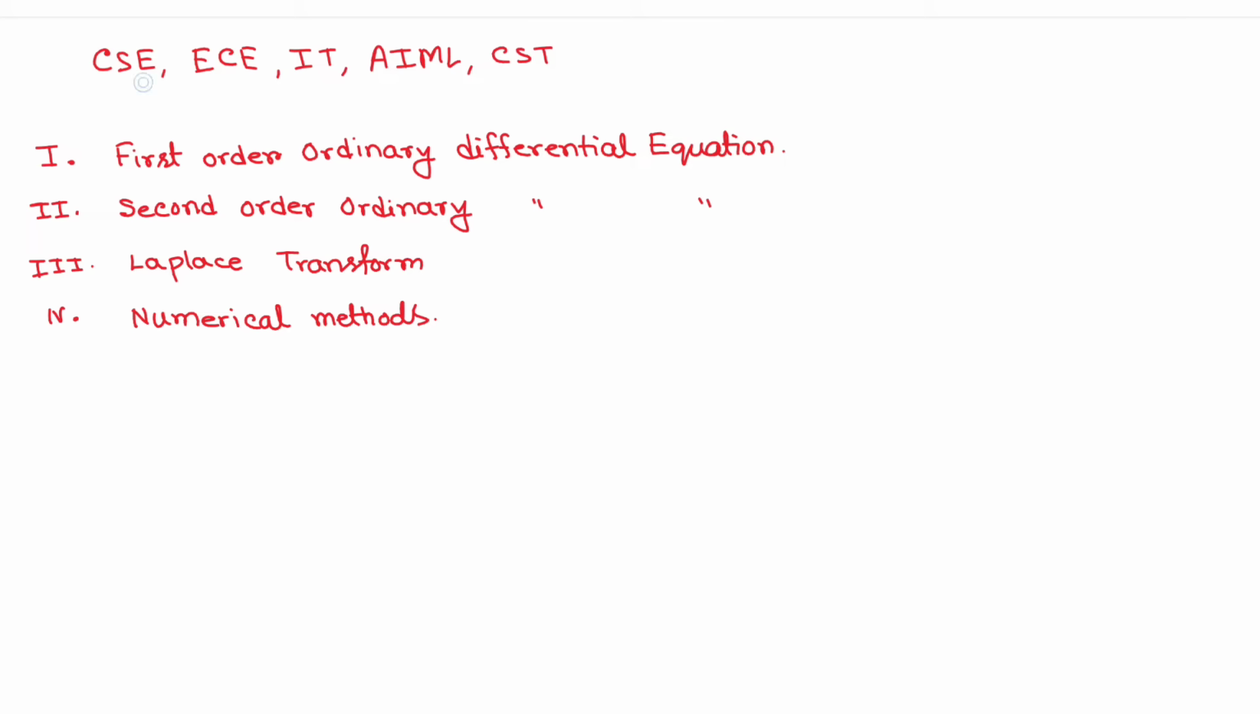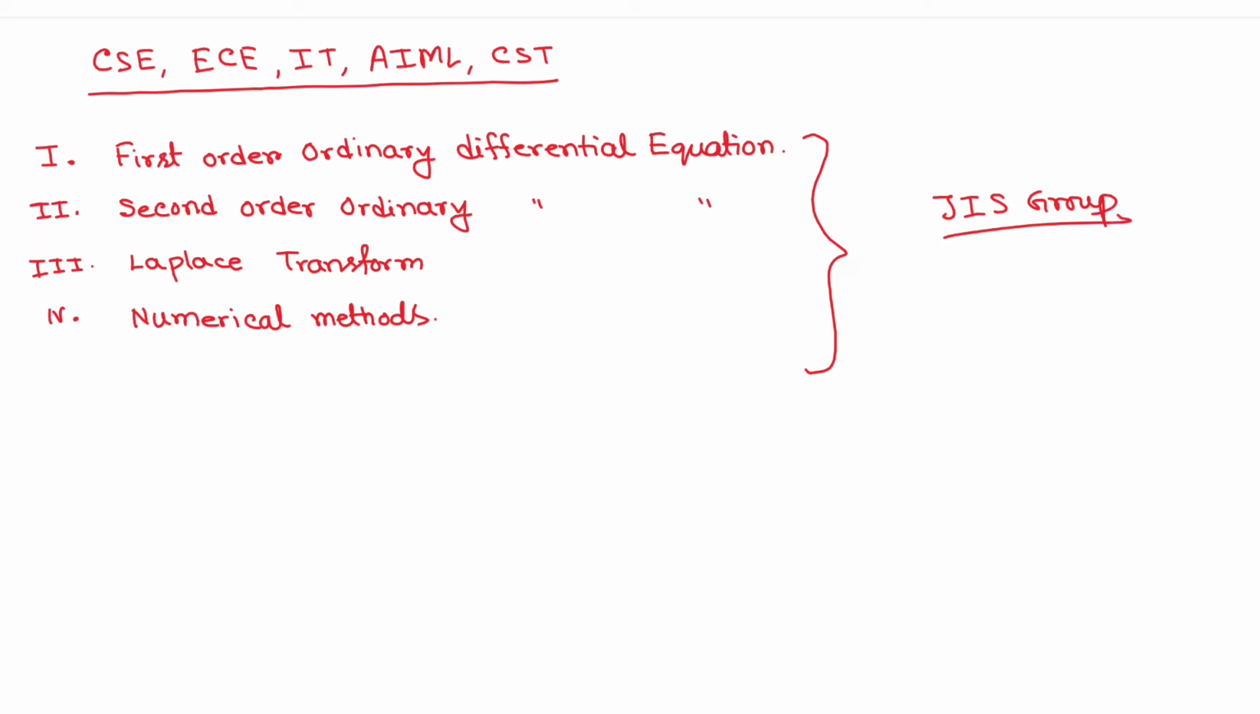Clear? So for all these departments, CSC, EC, IT, AIML, CST, the syllabus is module 1 first order differential equation, module 2 second order ordinary differential equation, module 3 Laplace transform and module 4 numerical methods. And this syllabus is only for JIS Group. If you are from any other college, then you can search your topic in my playlist, and the name of the playlist is engineering mathematics.